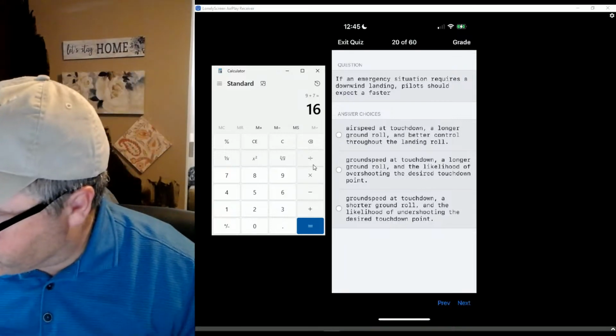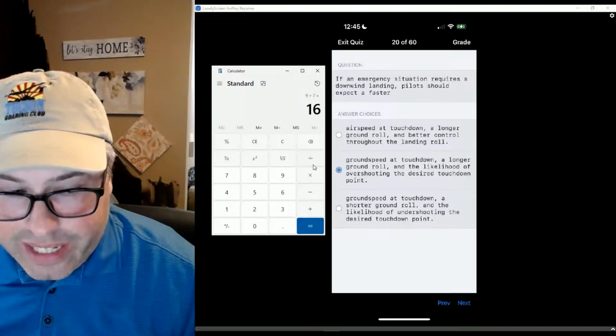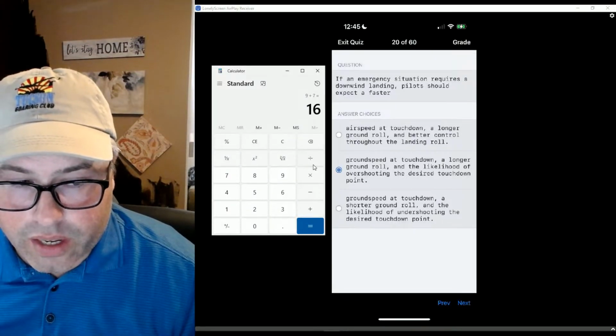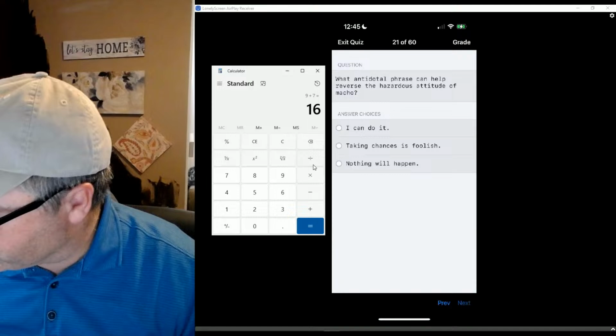Okay, they're saying, do you understand that we always land into the wind, and landing with the wind is a lot more difficult. We avoid it whenever we can.